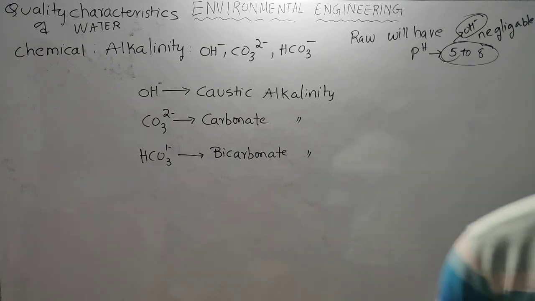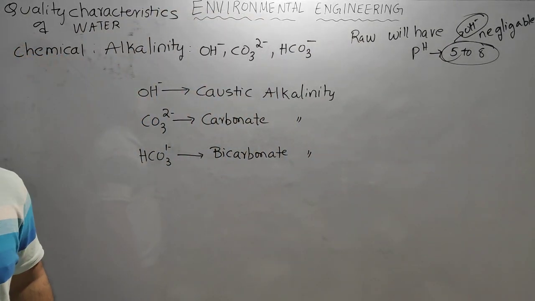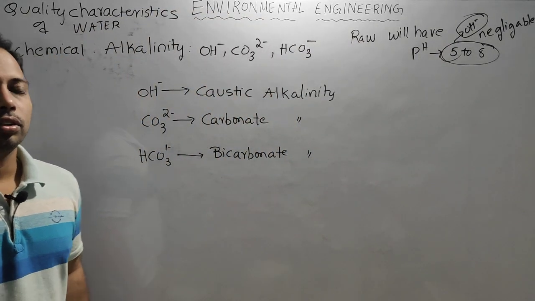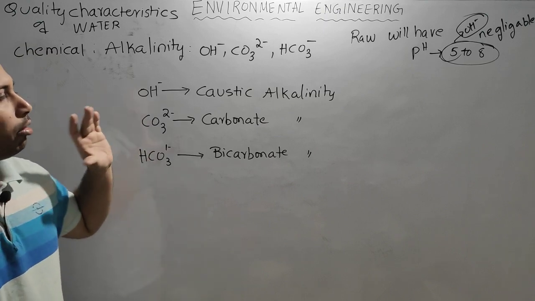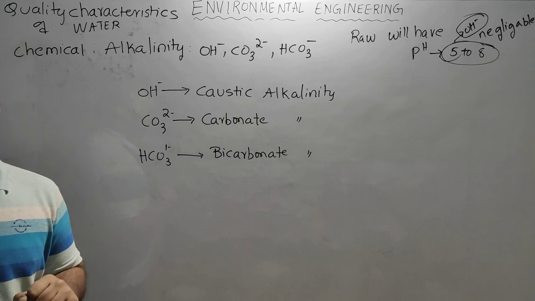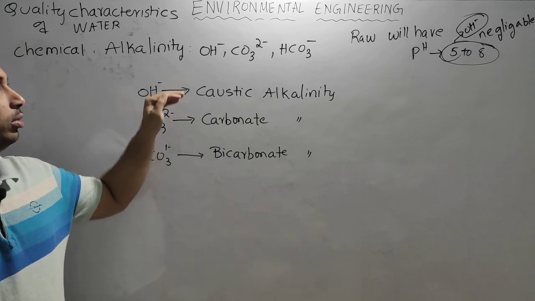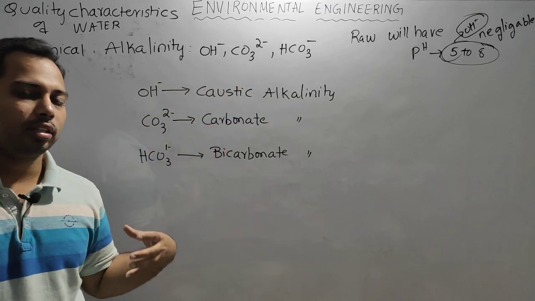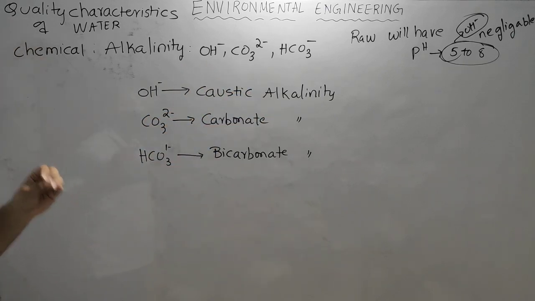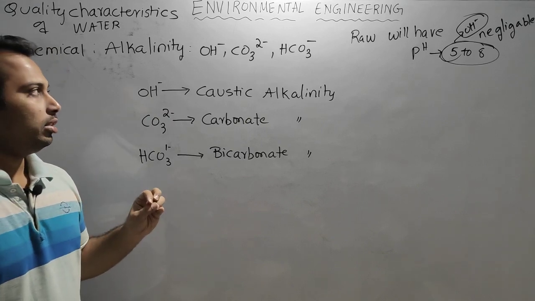So in the previous lecture we discussed the alkalinity introduction. So how does this alkalinity come into water? Generally there are many compounds that can create alkalinity in water, but the majority of alkalinity is caused by these three, because these are the major negatively charged compounds which are present in the water.